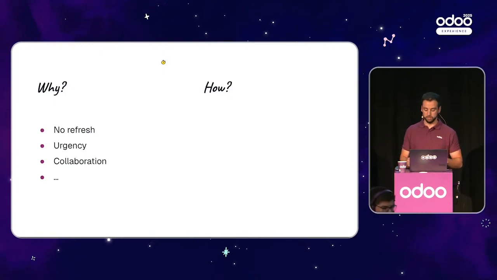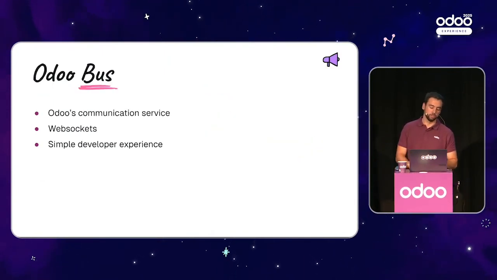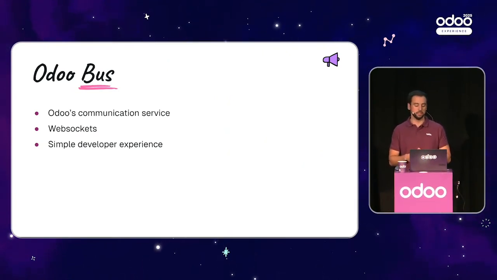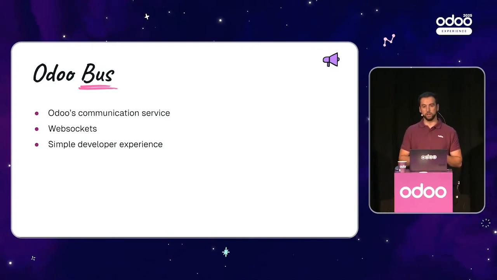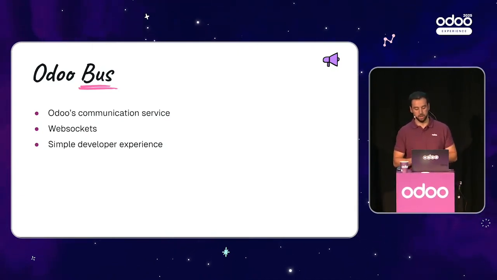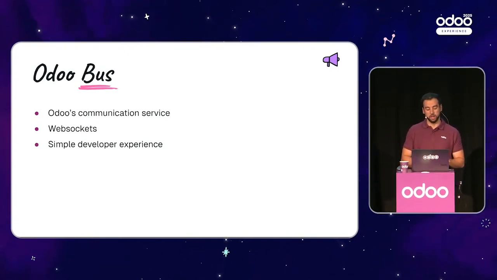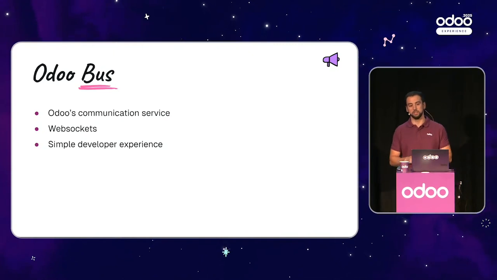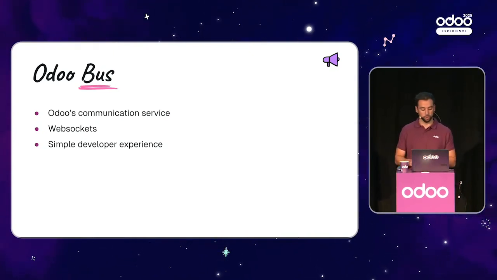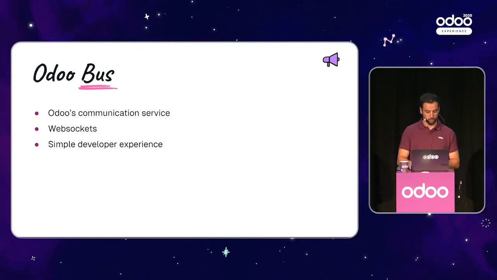And how can we do this? With the Odoo bus. What is exactly the Odoo bus? So, in short, it's Odoo's communication service. And the part that interests us is our way of starting a communication from the server to the client. Just a note that it works with WebSockets under the hood. And the main aim of the Odoo bus is to provide a simple developer experience, because if you have ever worked with WebSockets, you may know that it's not very easy to work with them. So that's why we developed the Odoo bus.